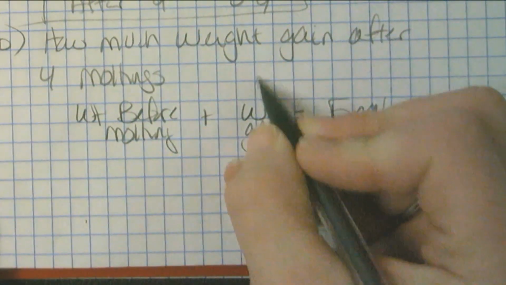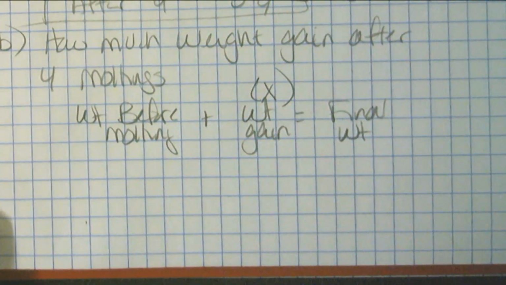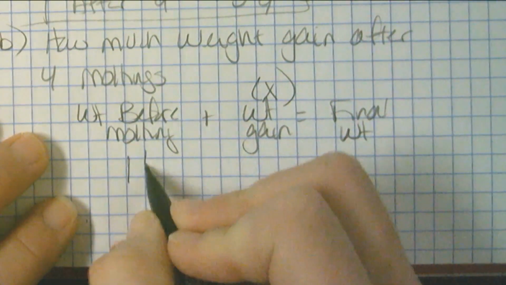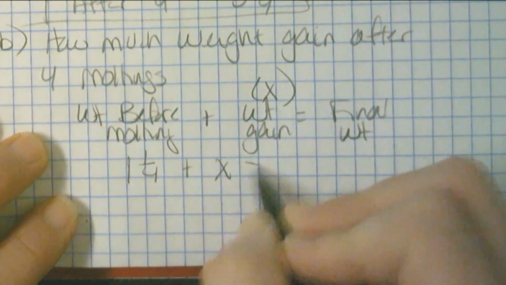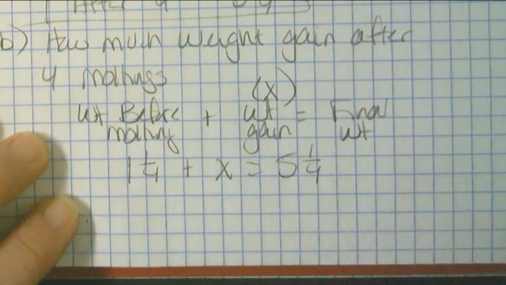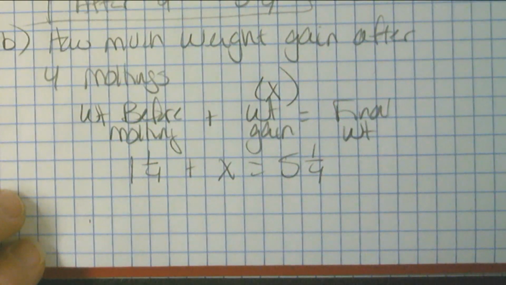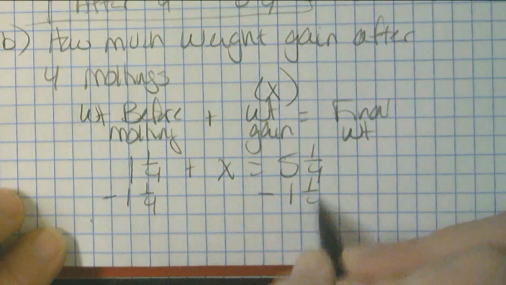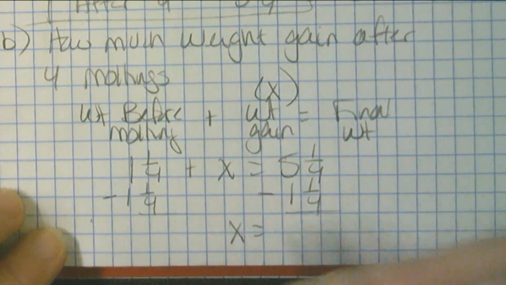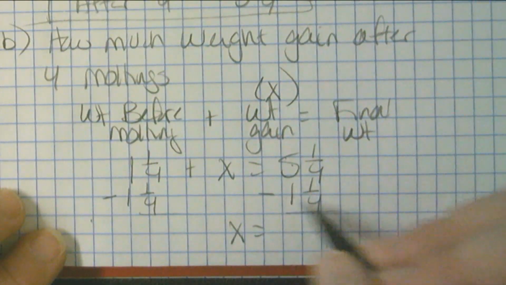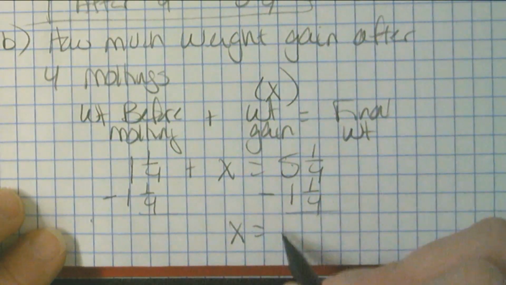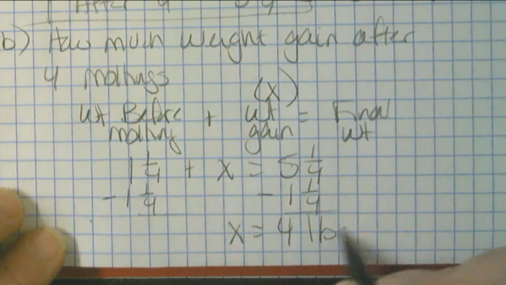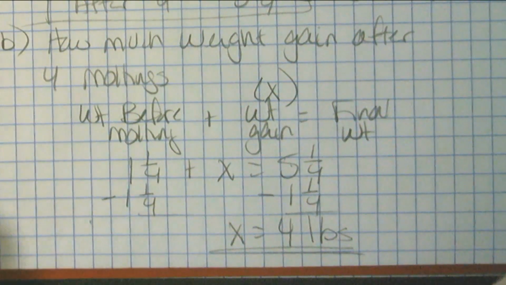All right, I don't know how much was gained. There's my x. So I have 1 1/4 plus x is equal to 5 1/4. And now I would solve this. I have my bigger minus my smaller, so I end up with 4 pounds. So there is part B. That's what I should see.